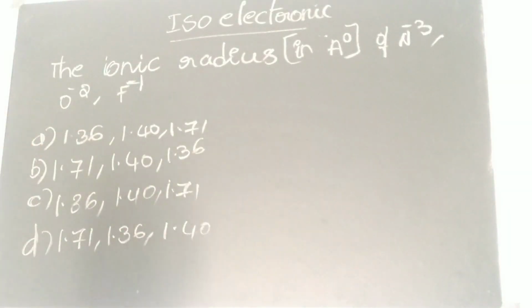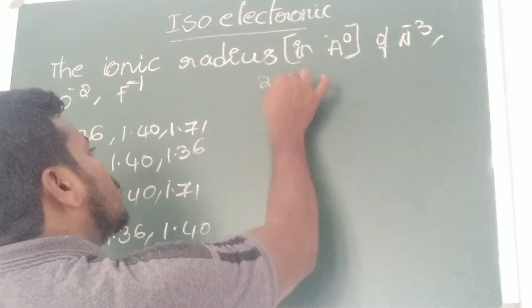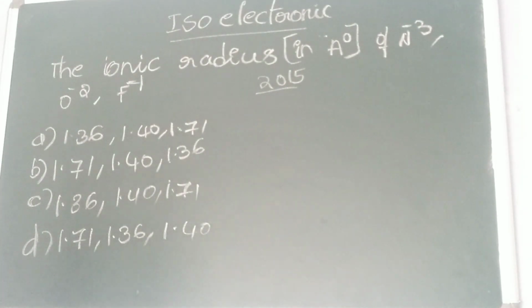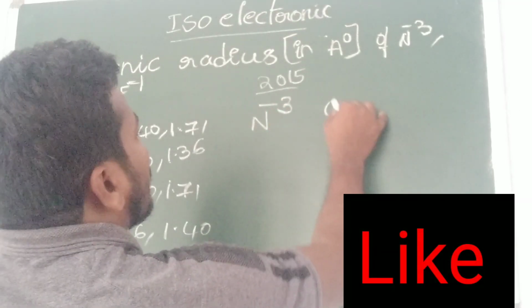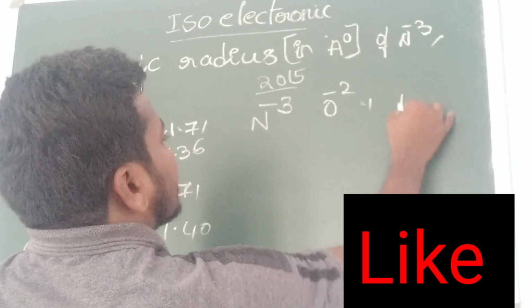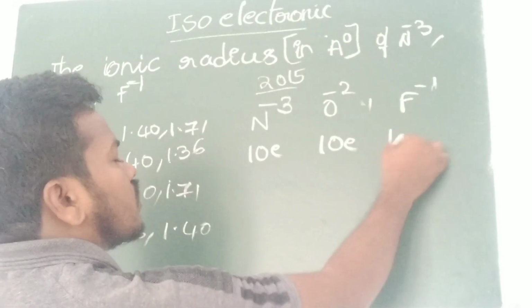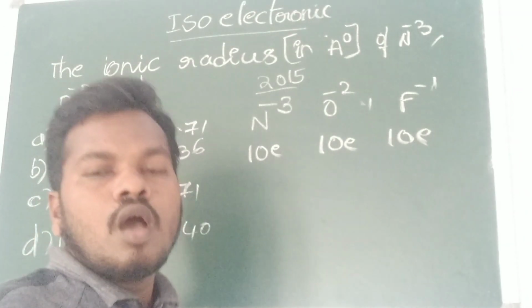See the next question. They have asked this in the previous NEET. The ionic radius in angstrom of N minus 3, O minus 2, F minus 1. In 2015 they asked this question in the mains. See what the question is asking: radius. What is the relation among N minus 3, O minus 2 and F minus 1? N minus 3 has 10 electrons, oxygen minus 2 has 10 electrons, fluorine negative ion has 10 electrons. So it is an isoelectronic species.